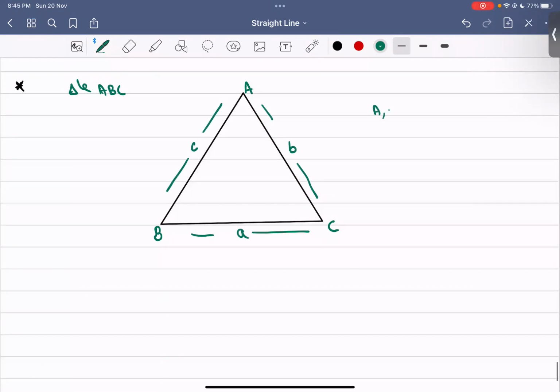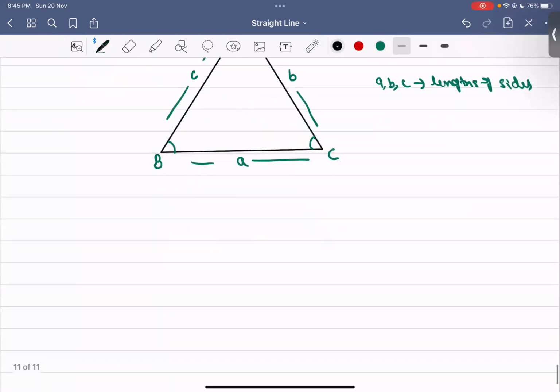Here A, B, C are vertices. Not only vertices, angles also we denote with capital letters. Vertices and angles are denoted by capital letters. Next, small a, b, c are the lengths of the sides. These are the notations.